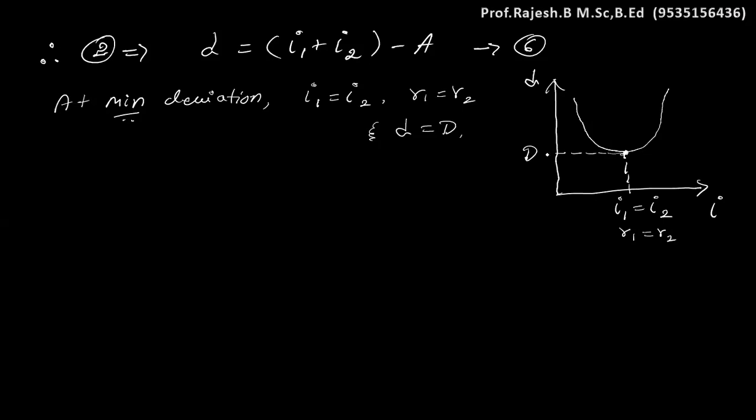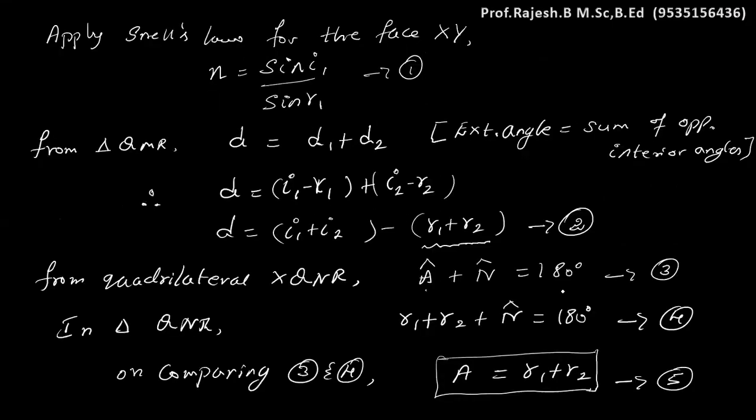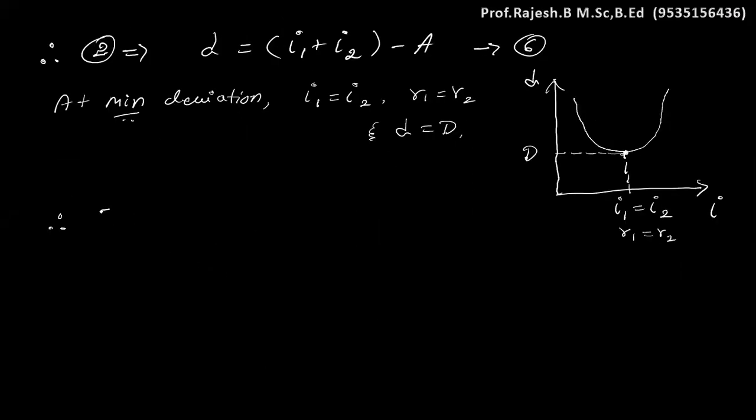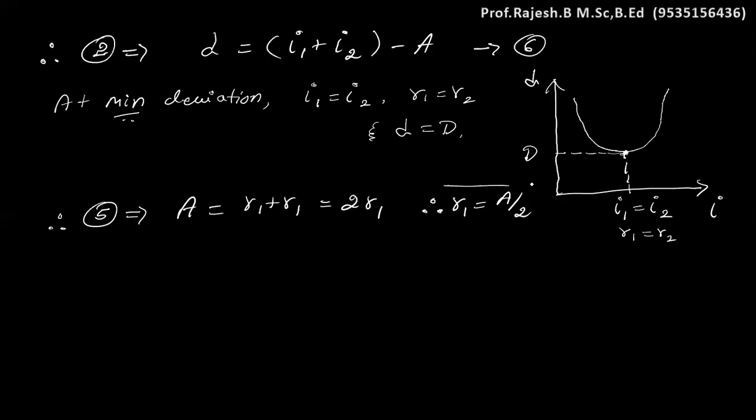See, capital D is the minimum deviation as I said. Therefore, see what can happen now. Equation 5, I'll write this equation 5 as: A is equal to R1 plus R2. I can write it as R1 plus R1 because R1 and R2 both are equal. So it will become 2R1. Therefore, R1 becomes A by 2. Okay, R1 becomes A by 2.